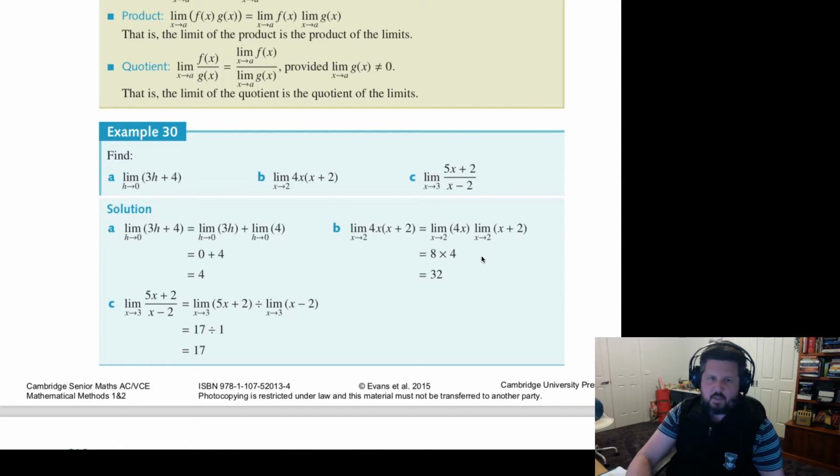No surprises here. With this one, it's the quotient type. We'll need to work out the limit as x approaches 3 for the top line and divide it by the limit as x approaches 3 for the bottom line, which we can do.